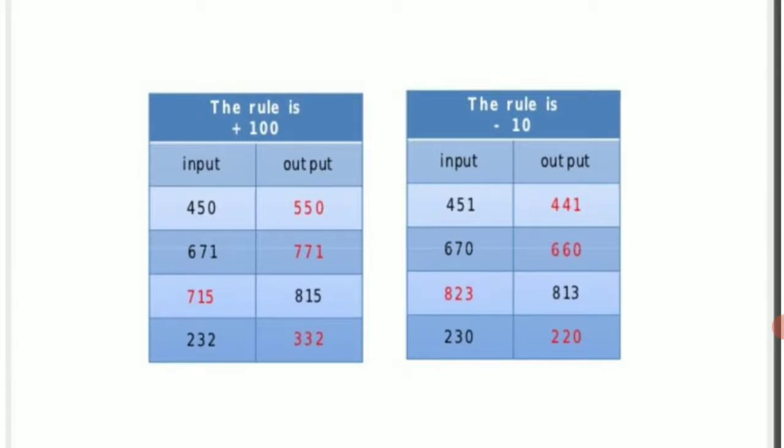Now the rule that we follow in the second block is minus 10. It means whatever number is given to you as the question, from that we need to do minus 10 in order to find out the answer. 451 minus 10, 441. 670 minus 10, 660. 823 minus 10, 813. 230 minus 10, 220.